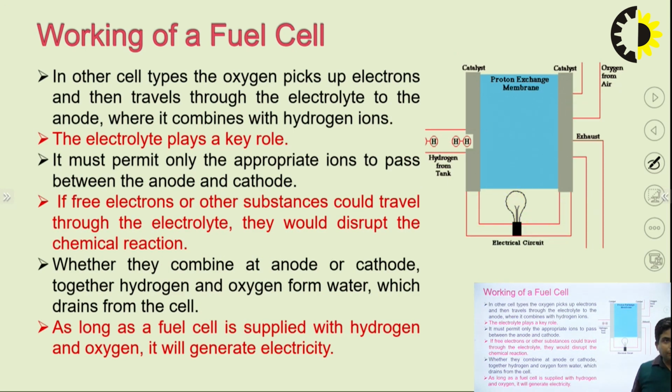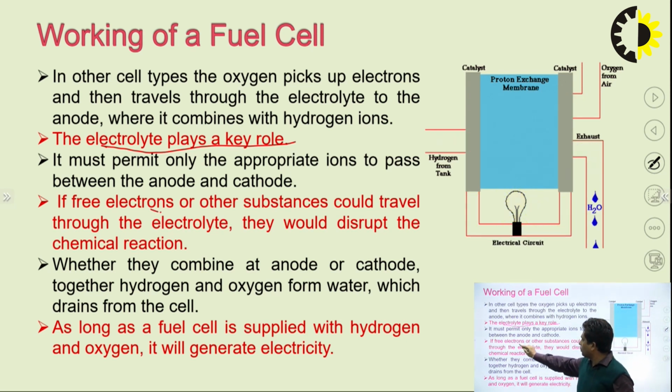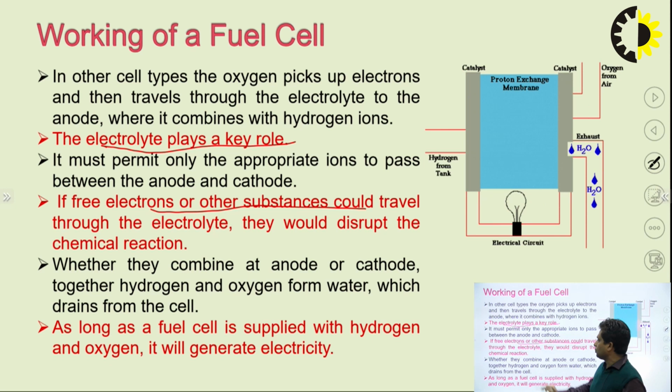In other cell types, what will happen? The oxygen picks up the electrons and travels through the electrolyte to the anode, where it combines with the hydrogen ion. So we can say directly that the electrolyte plays a key role in the fuel cell. It must permit only the appropriate ions to pass between the anode and cathode, and these free electrons or other substances could travel through the electrolyte.